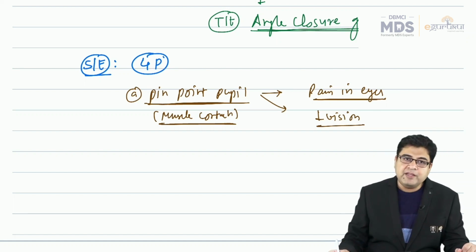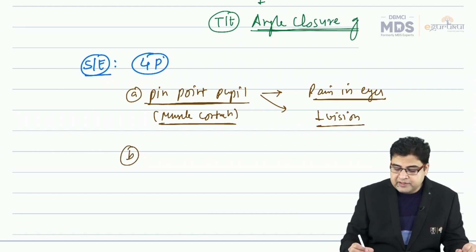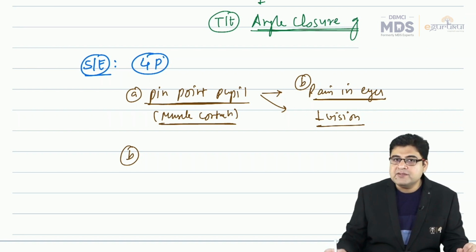Number two, the patient will have pain in the eyes. So the first side effect is pinpoint pupil, and the second is pain in the eyes.